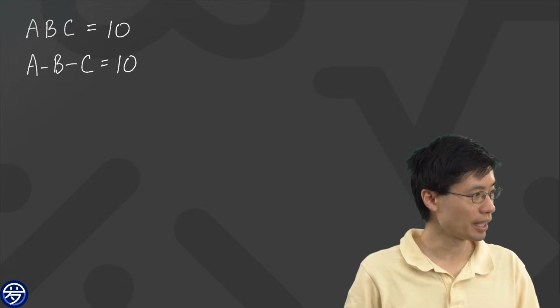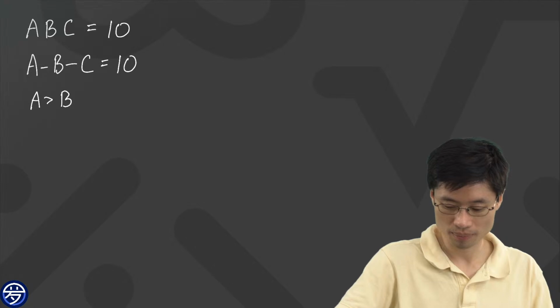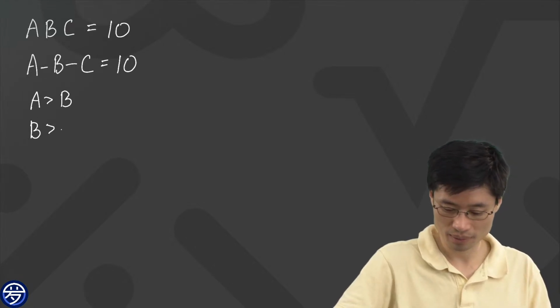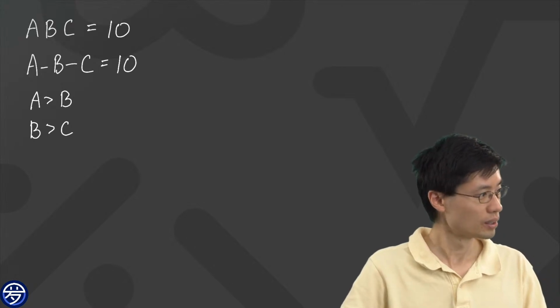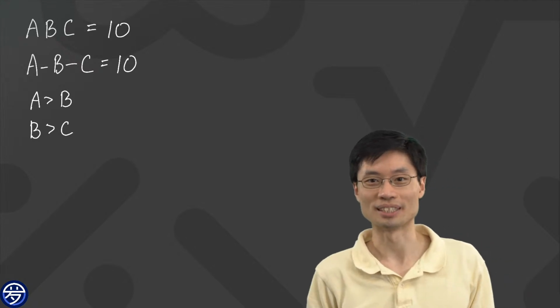And you said that A is bigger than B. B is bigger than C. And you want to know what is A, B, and C. Okay, the question is what is A, what is B, and what is C.